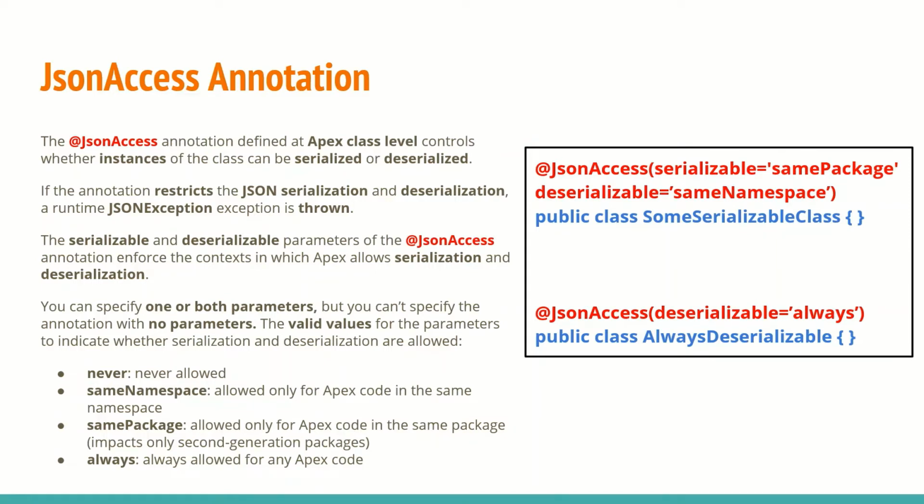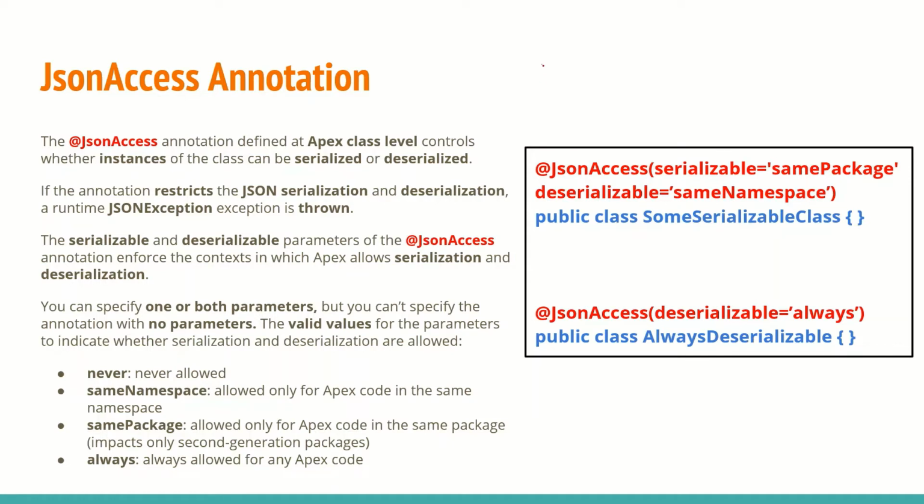You can specify one or both parameters, but you can't specify the annotation with no parameters. The valid values for the parameters indicate whether serialization and deserialization are allowed. Never is never allowed. Same namespace allowed only for Apex code in the same namespace. Same package allowed only for Apex code in the same package, impacts only second generation packages. Then always allowed for any Apex code.